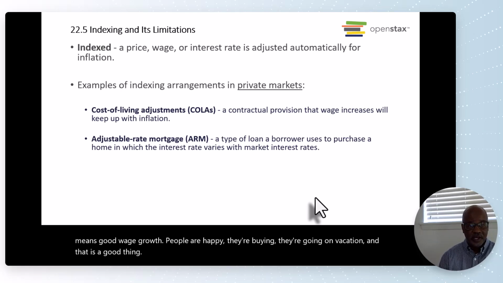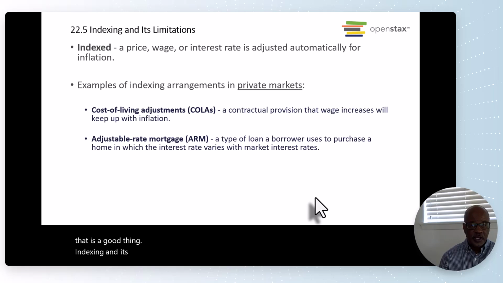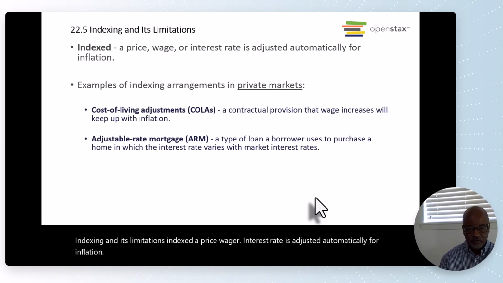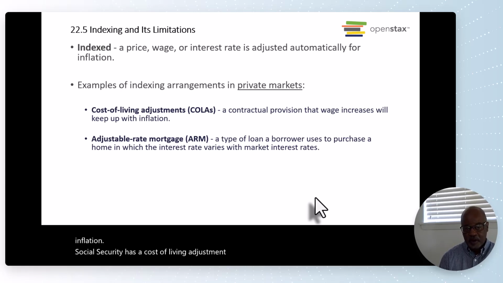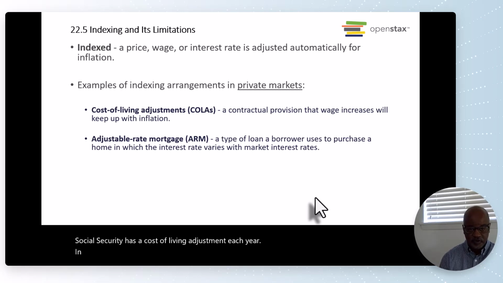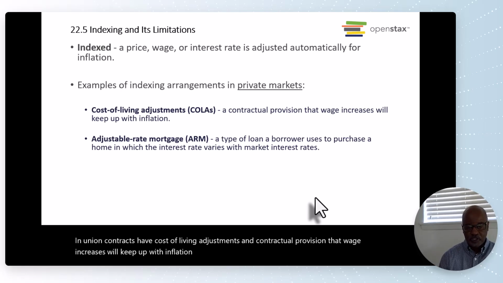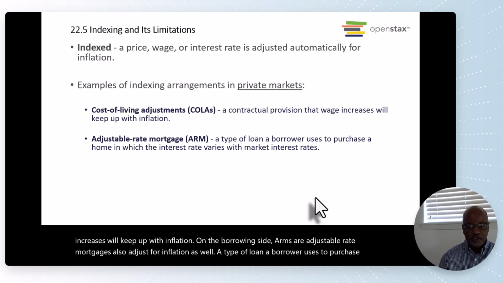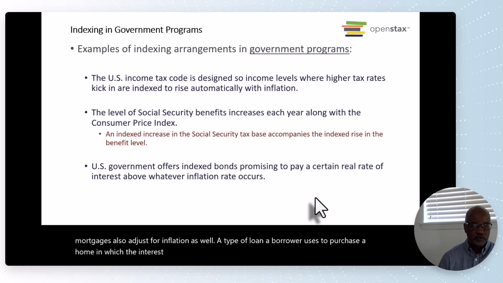Indexing and its limitations. Indexed, a price, wage, or interest rate is adjusted automatically for inflation. Social Security has a cost of living adjustment each year. Union contracts have cost of living adjustments, a contractual provision that wage increases will keep up with inflation. On the borrowing side, ARMs or adjustable rate mortgages also adjust for inflation as well. A type of loan a borrower uses to purchase a home in which the interest rate varies with market interest rates.